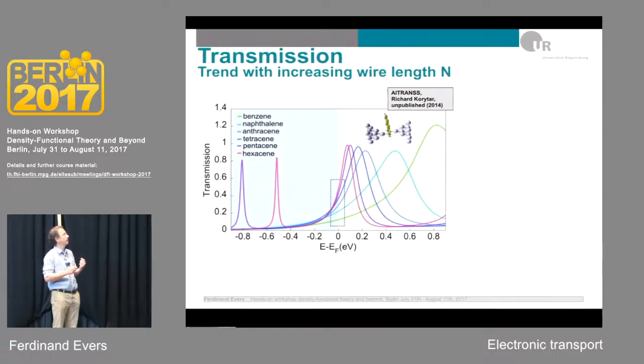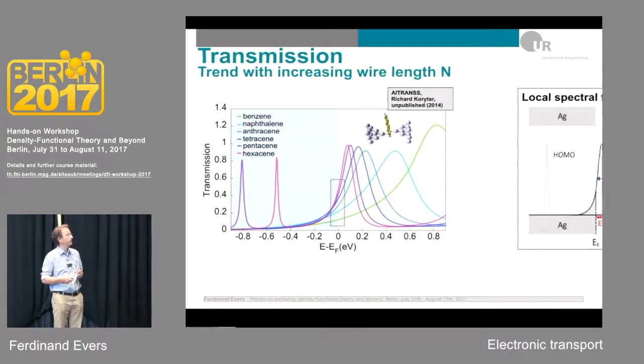So benzene is 1 ring, naphthalene 2 rings, 3 rings, 4 rings, 5 rings, and 6 rings. And what we get is a transmission curve that has a very nice systematic flow with the number of rings. If the number of rings grows, then the peak moves closer to the Fermi energy, and the width becomes more and more narrow. Okay. Anything to be understood about this? The answer is yes.